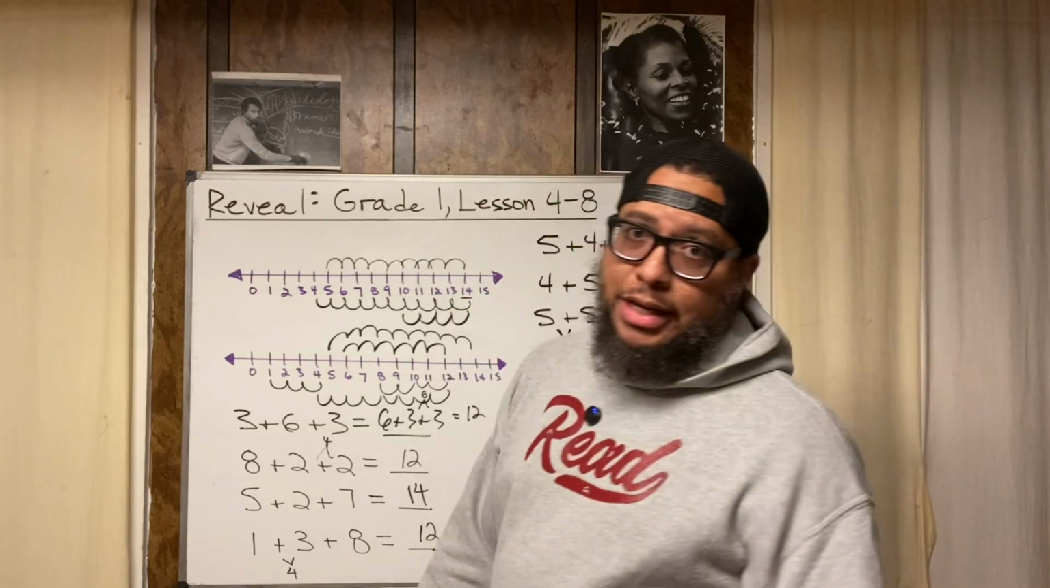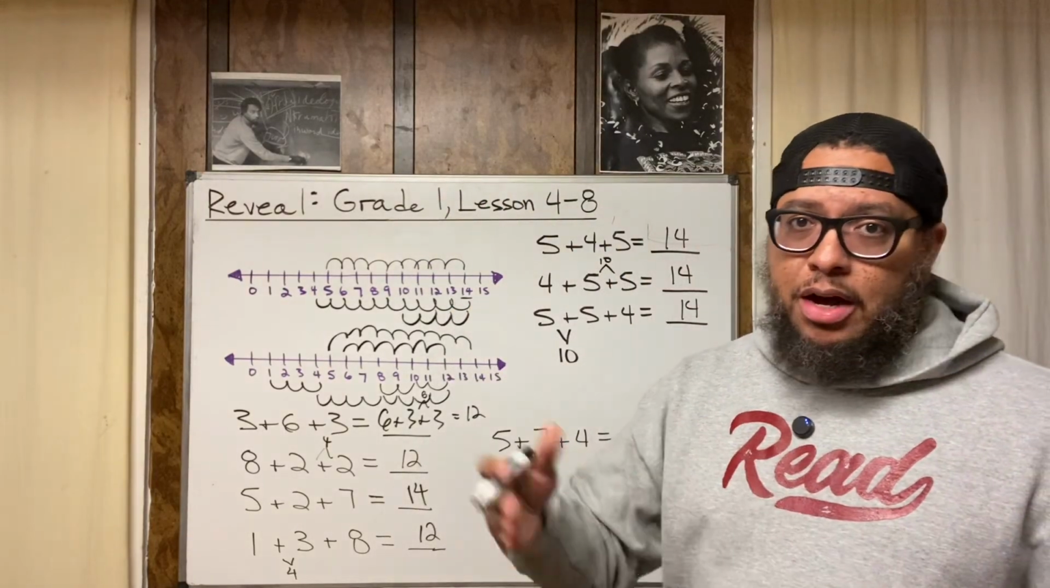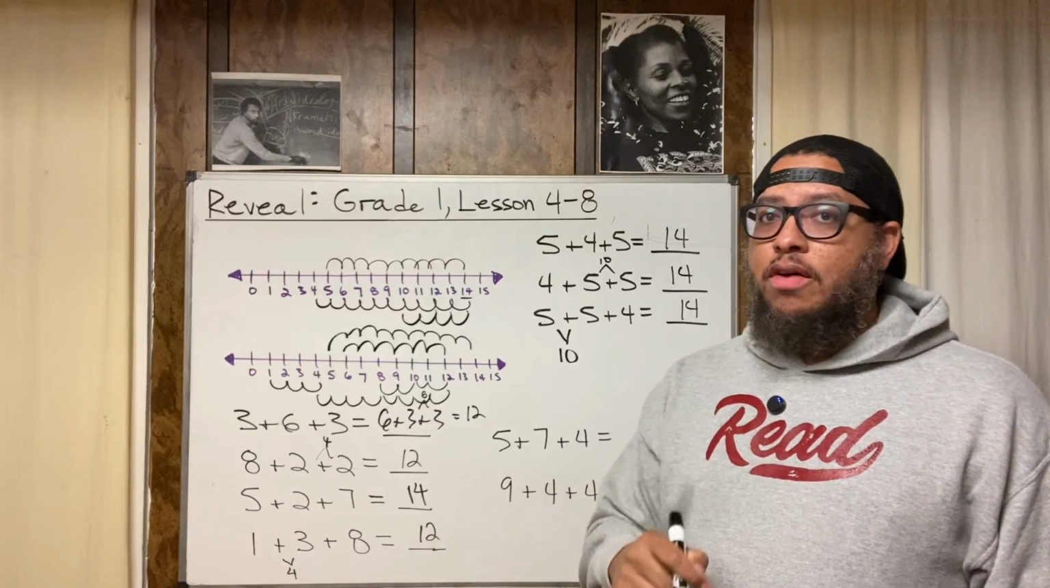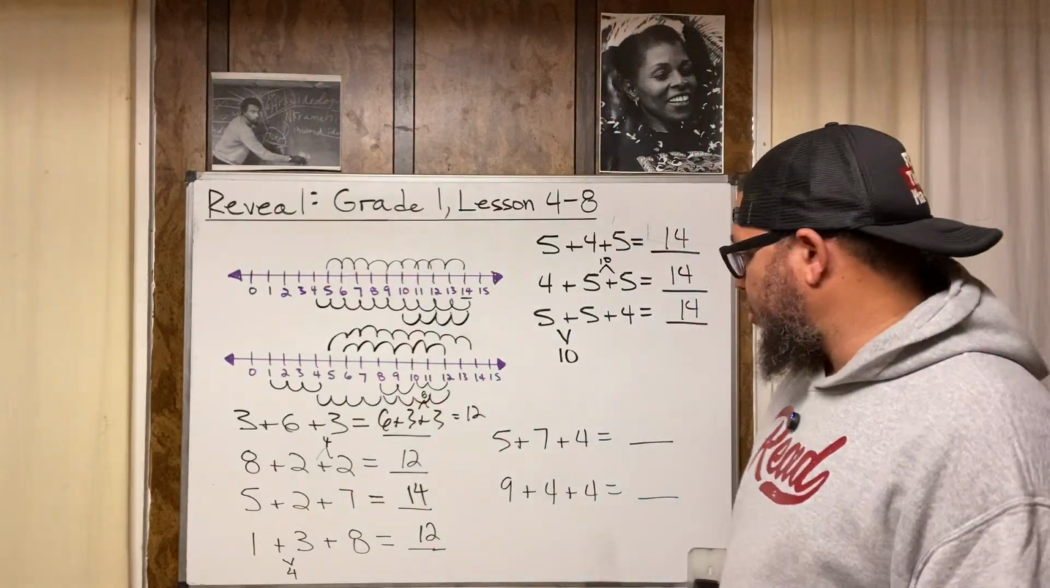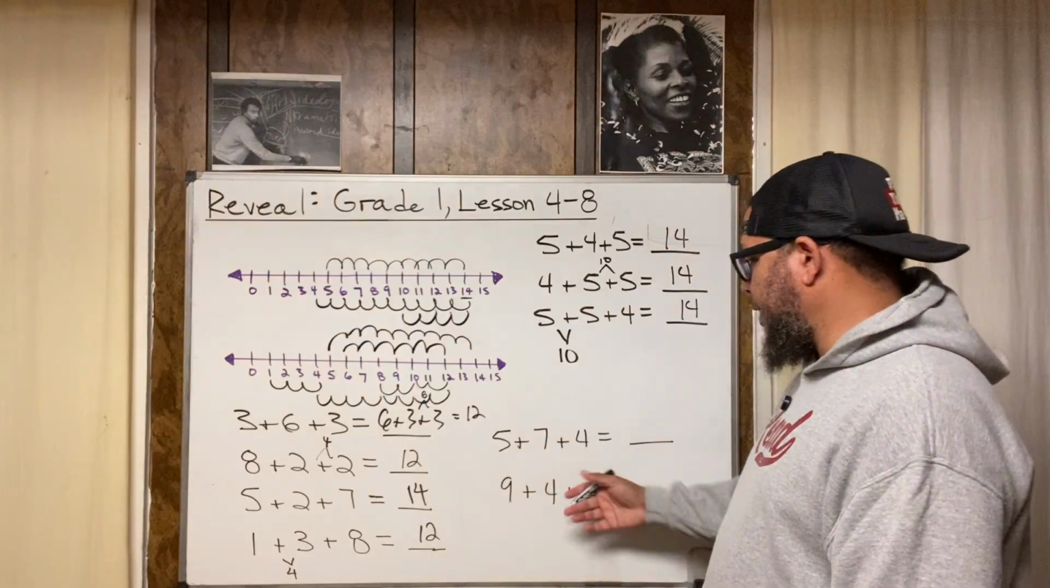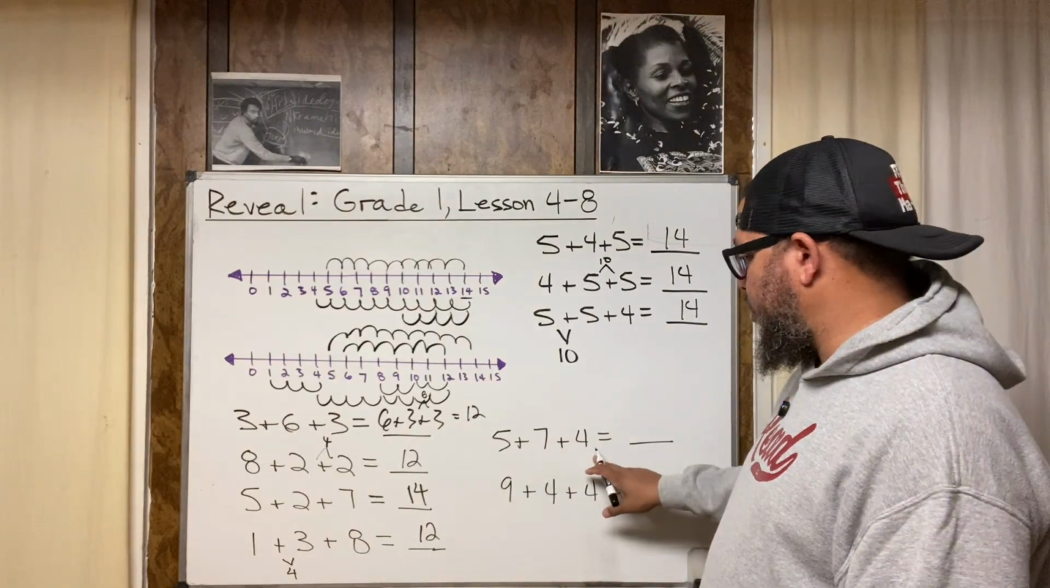Wherever you end up on the number line, that is your sum. So we end up at 12. Now we got 2 more examples. Let's bang these out. 5 plus 7 plus 4.